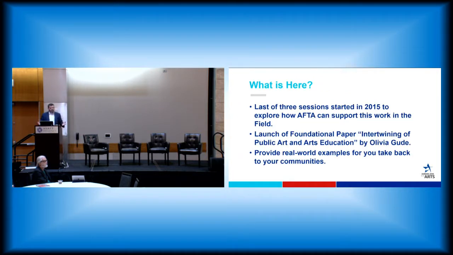So what is here? What is now? What are we doing? This is the last of three sessions at the Americans for the Arts annual convention, which started in 2015, to explore how we, Americans for the Arts, can support this work and in the field, which has several different audiences, whether they be public artists, arts administrators, teaching artists, and so forth. Earlier this year, we launched a foundational paper titled The Intertwining of Public Art and Arts Education by Olivia Goody, who will be presenting here today. And then we hope that we'll be able to provide real-world examples for you to take back to your communities and continue the work back home.